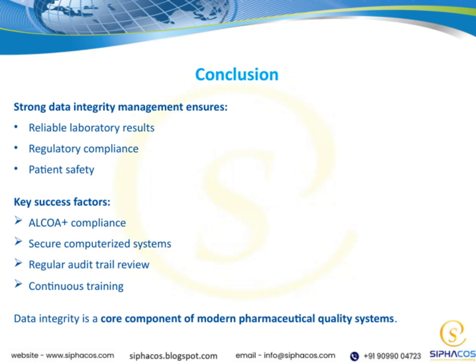Now, achieving this level of integrity depends on some key success factors. First, ALCOA plus compliance. This means data must be attributable, legible, contemporaneous, original, accurate, and complete. These principles form the foundation of trustworthy data. Second, securing our computerized systems is vital, protecting data from tampering or unauthorized access. Third, we need to regularly review audit trails to catch any discrepancies early and ensure ongoing integrity. And finally, continuous training of our staff keeps everyone aware of best practices and evolving standards.